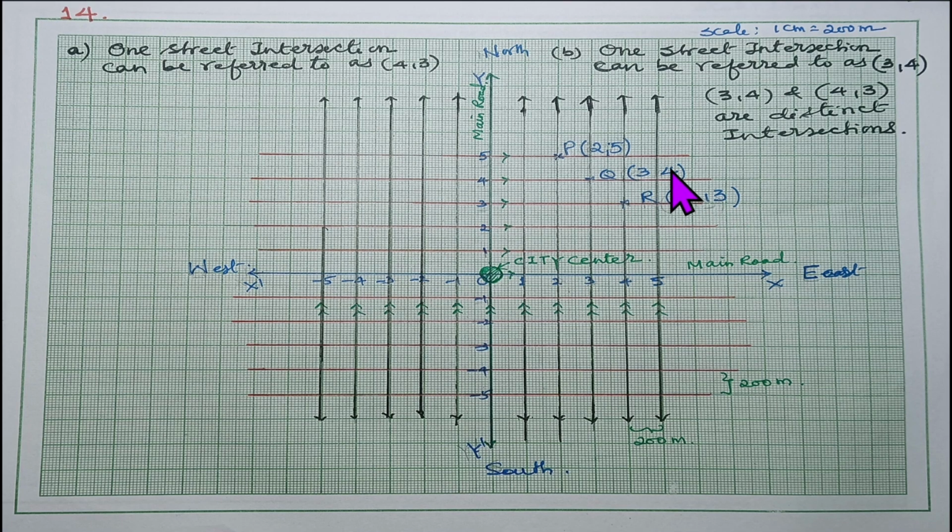Now are these distinct? Definitely they are distinct, because 3, 4 is not equal to 4, 3, and therefore they are 100% distinct intersections. That's what I mentioned here. One street intersection can be referred to as 4, 3, and another street intersection can be referred to as 3, 4, and they exist there. These three intersections are 100% distinct. So this is the example, these are the questions, and the questions are answered, and the diagram is very clear. So go through, understand the diagram, understand the answers given to you, and learn and remember that.